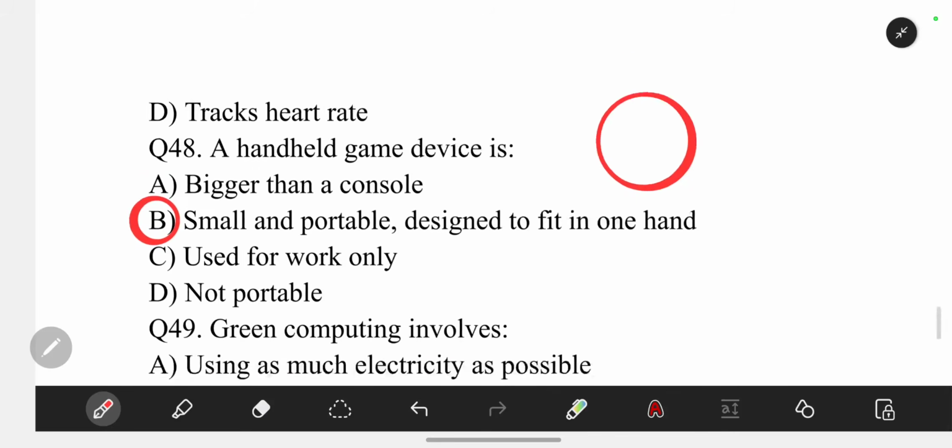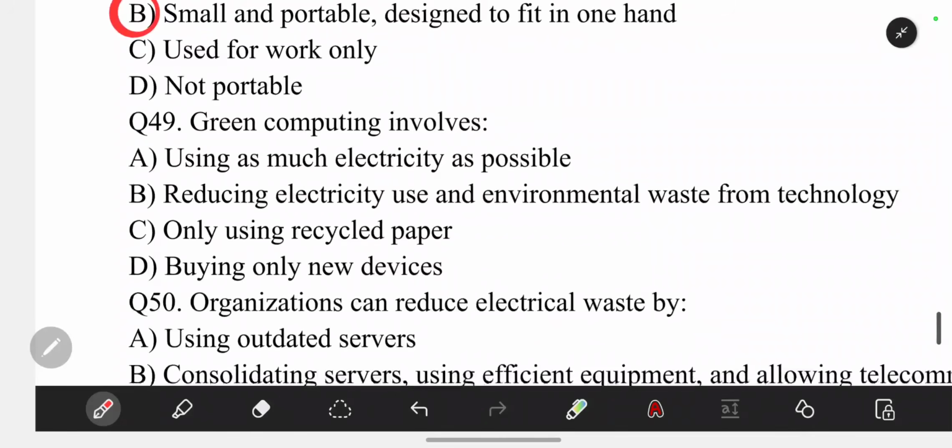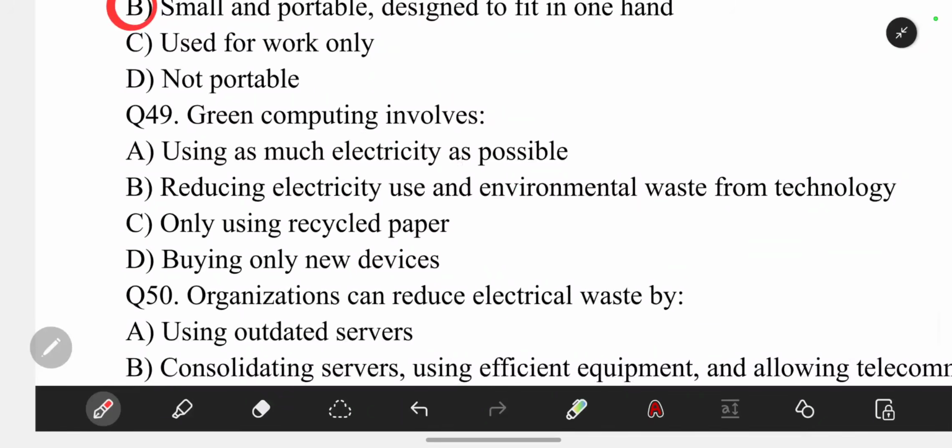So number 49, green computing involves. Green has to do with the maintenance of a good environment. So it has to do with reducing electricity use and environmental waste from technology. That's green computing. Combining with computing, we are going to say technology. So we are saying reducing electricity use and environmental waste from technology. So that's the answer there.